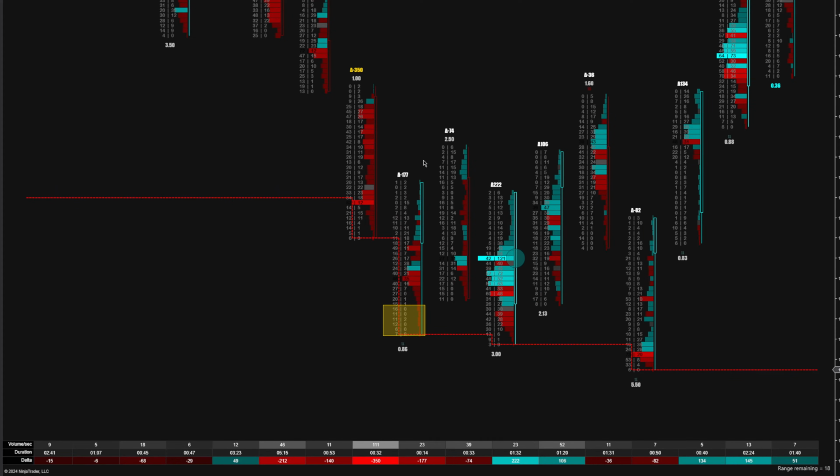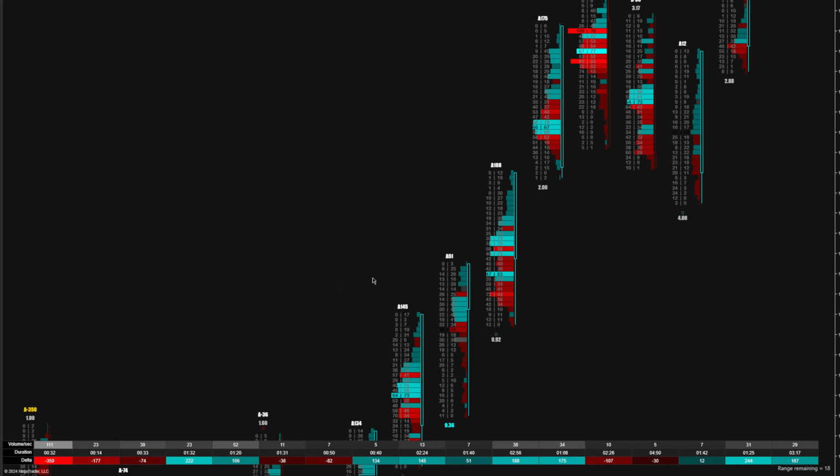And so I would wait for initial reaction when this happens, and I would wait for that large participant to come in. And once I see some strong positive delta and initial reaction, I would take a long. And so my long entry would be somewhere around here. Once I see that initial reaction, you can see that we get a move up.